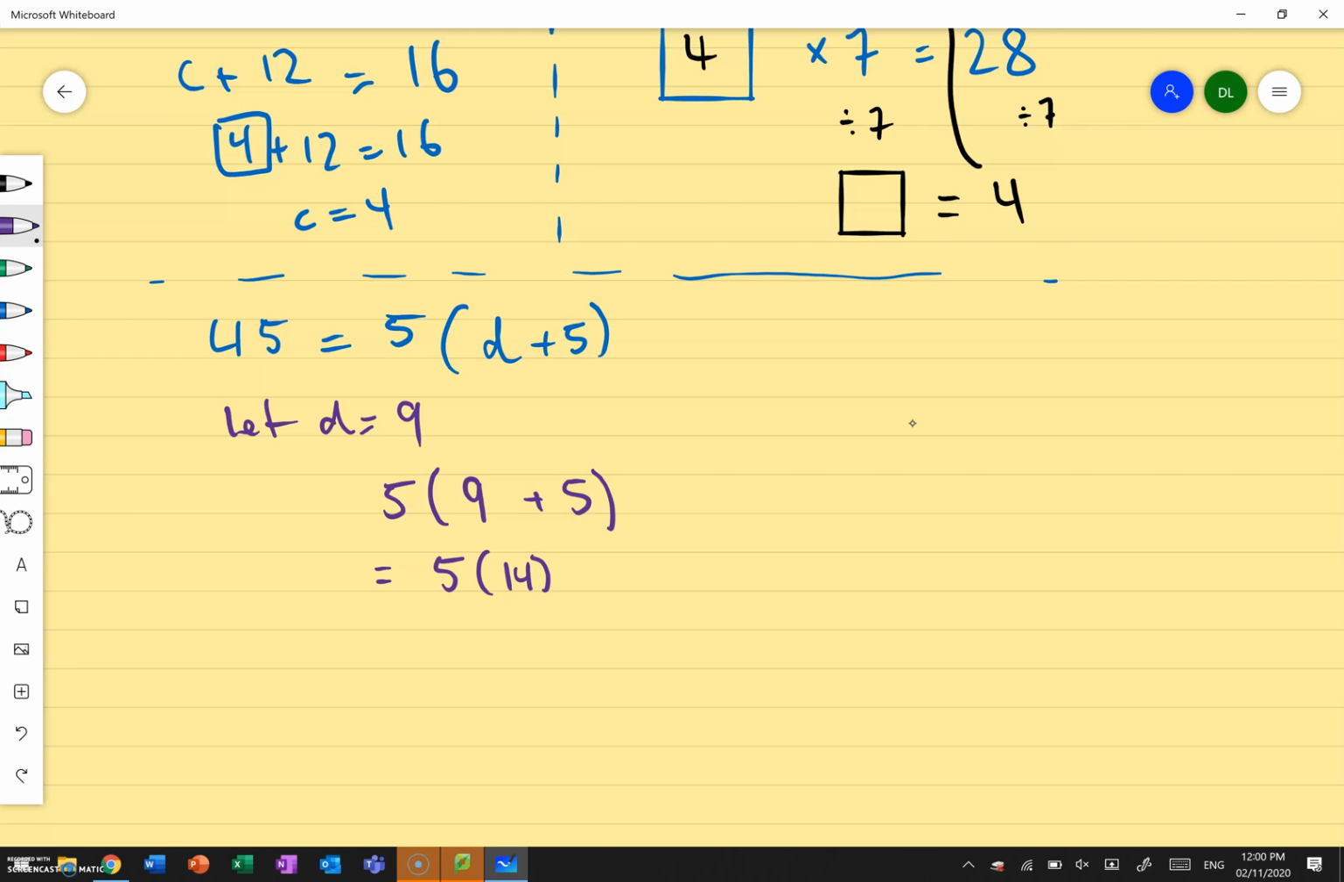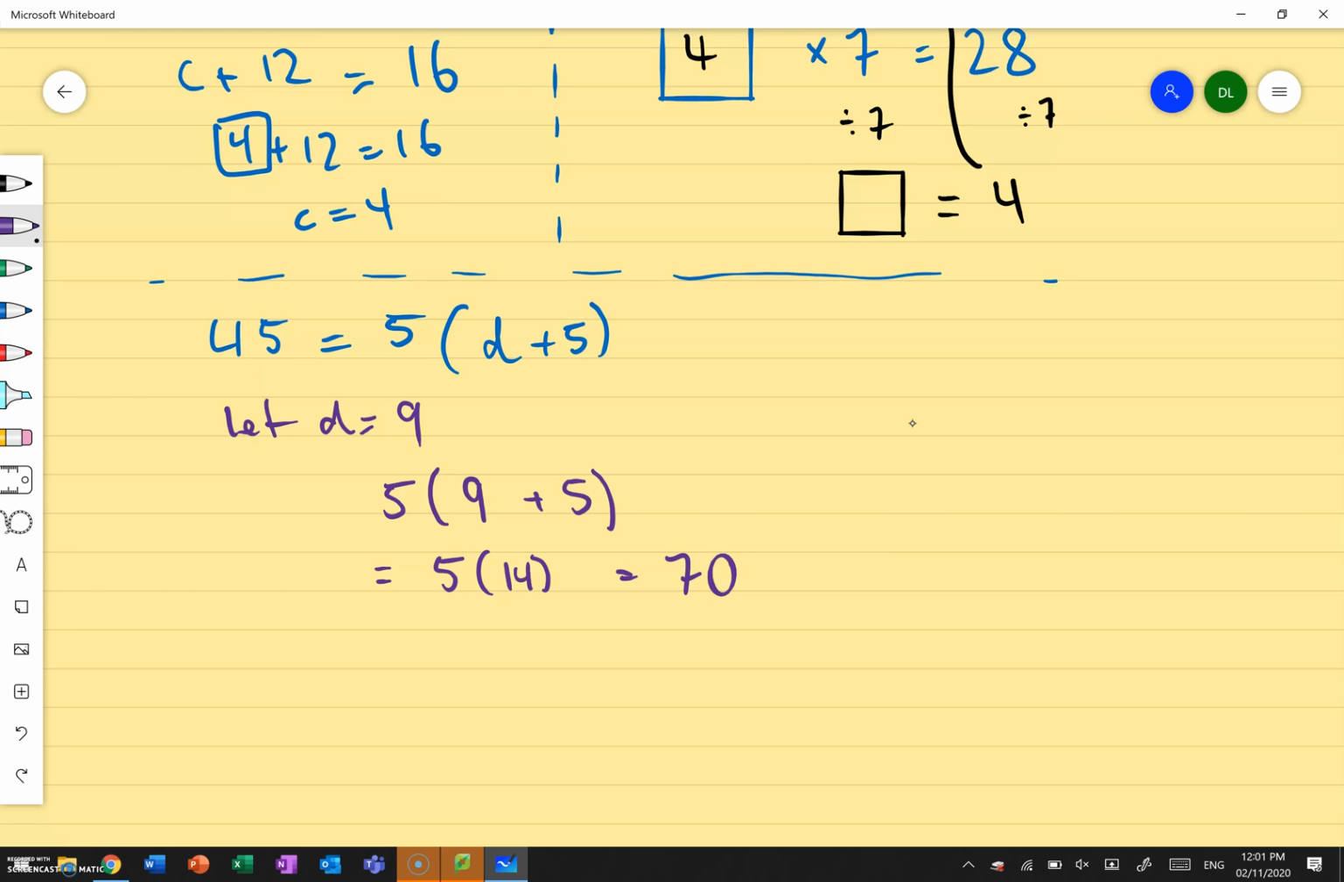What's 10 times 5? What's 4 times 5? 50 plus 20? Thank you. 70, thank you, 70. Now, is that 45? Not quite. So, should the value that we're putting in, should D be higher or lower? Should be lower. Do you want to give another shot?